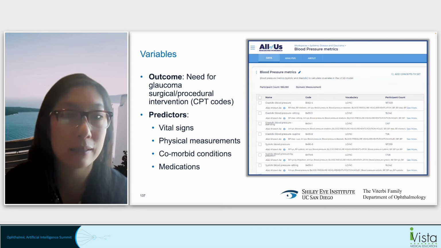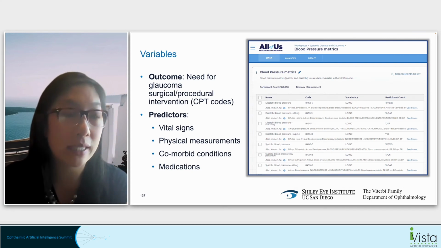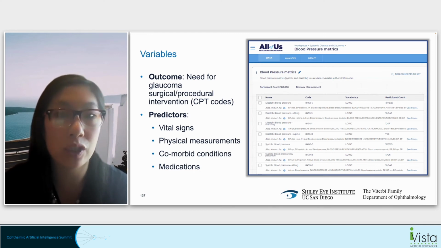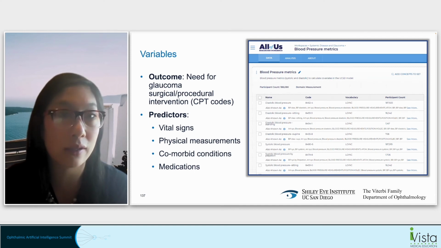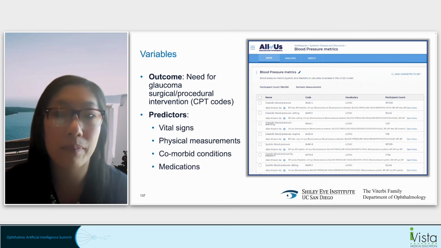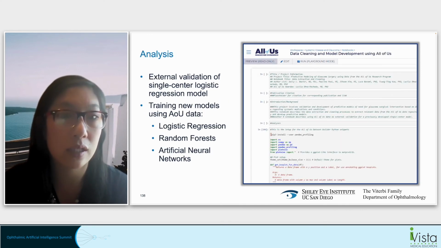when you're ready for analysis. So for the variables, as I mentioned, we use glaucoma surgical intervention based on CPT codes to be a proxy for progression, and included a wide range of predictor variables like vital signs, physical measurements, comorbid conditions, and medications. And again, for all of those, you can build those in the workbench. And here's a screenshot where we were looking at blood pressure metrics. And had put in various LOINC codes, which are standard structured observations for clinical data. And so you can very easily designate the variables you're interested in looking at.